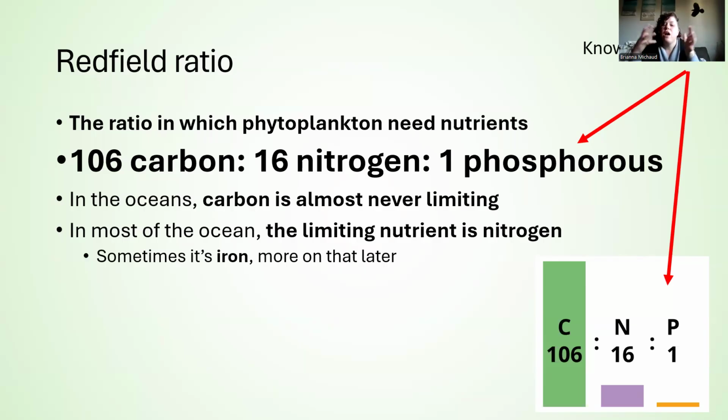There's usually plenty of carbon dioxide in the water. Sometimes you can run into carbon limitation if you're in an area, for example, where the water is extremely stagnant, like not moving. You can potentially run into some carbon limitation, but it very rarely happens. Because in most of the ocean, the limiting nutrient is nitrogen. So nitrogen is usually what phytoplankton don't have enough of, although sometimes it's also iron. You'll actually be learning a little bit more about that in this week's assignment.